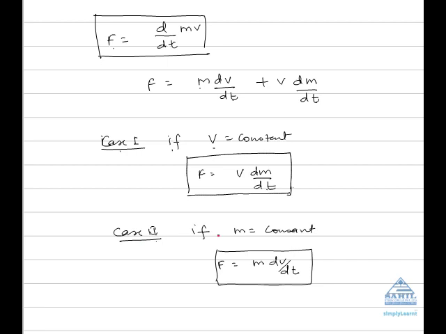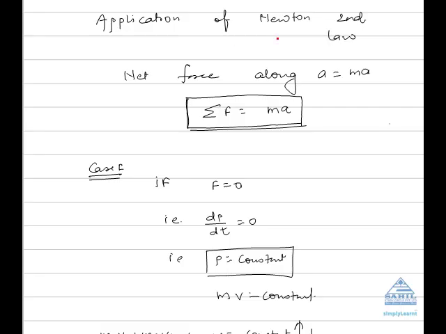Case 2: if m is constant, then F is equal to m dv by dt, where dv by dt is equal to a, which means force is equal to mass into acceleration. Now, the application of Newton's second law: net force acting along A on a body is equal to mass into acceleration, where sigma F is equal to m into a.